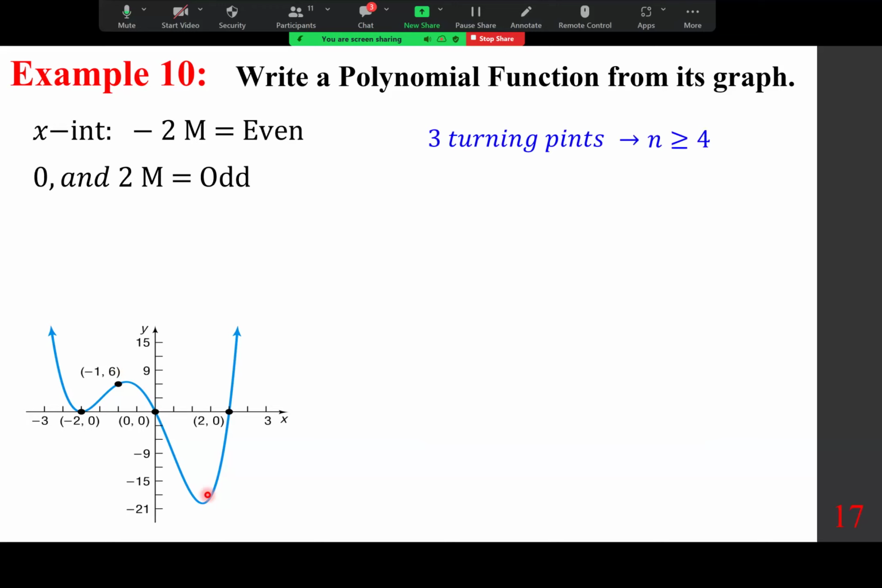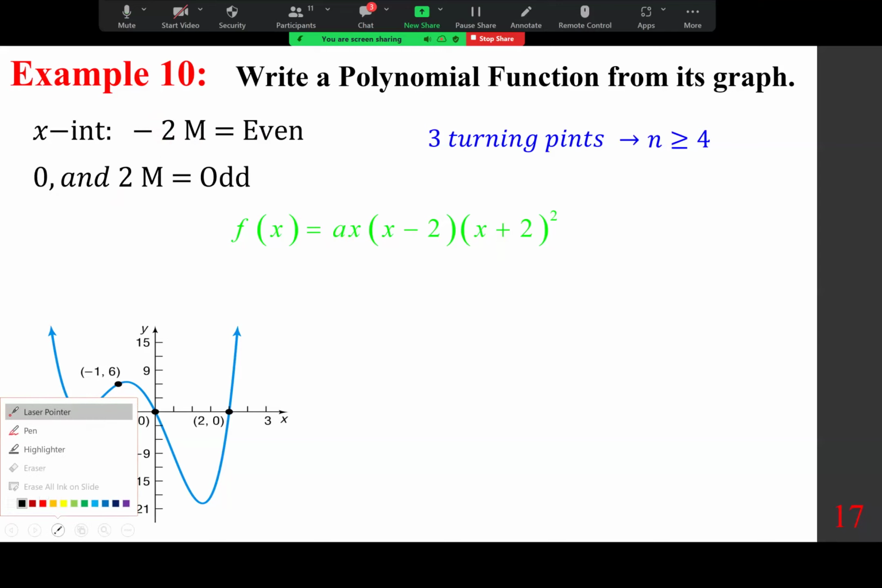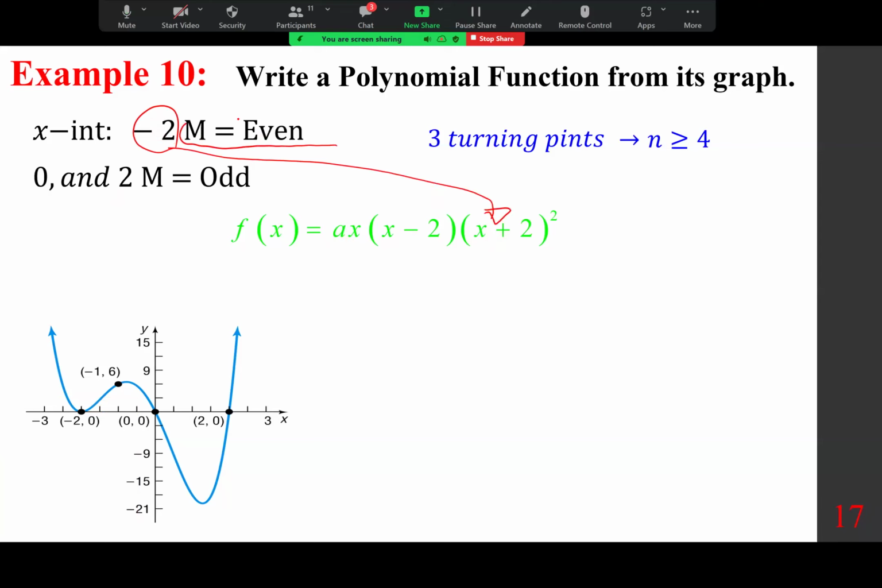We are going to write this as y, or f of x, equals a times. This one gives us x. This one gives us x minus 2. This one gives us x plus 2. But the multiplicity here is 2. So again, 0 gives us x, 2 gives us x minus 2, -2 gives us x plus 2. And so this one gives us that. The multiplicity is even, we take it to be 2.